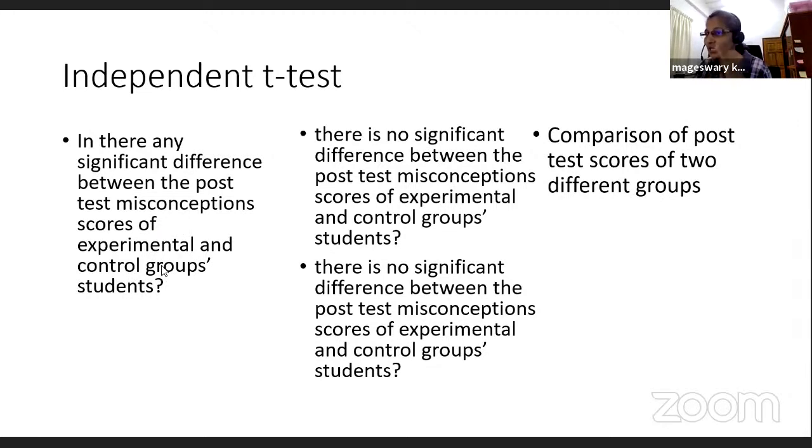So you're using experimental and control group, right? The independent t-test, and the measure is post-test mean score. So there is no significant difference. The other one is there is significant difference. Okay, the comparison is post-test scores of two different groups. So this is the research question, this is the hypothesis, can be null or alternative, and the key point here is comparison of the post-test scores of two different groups.